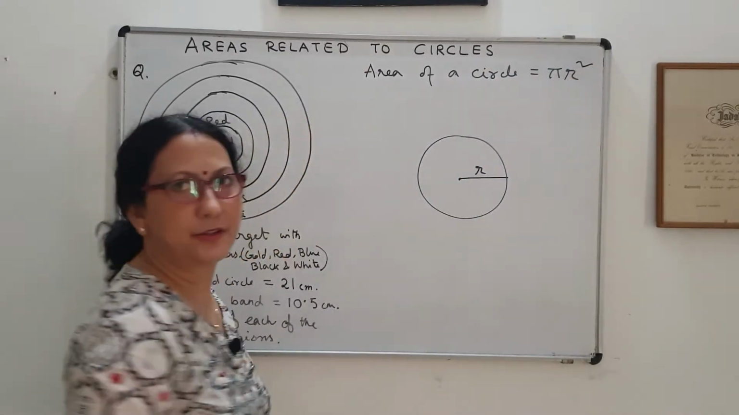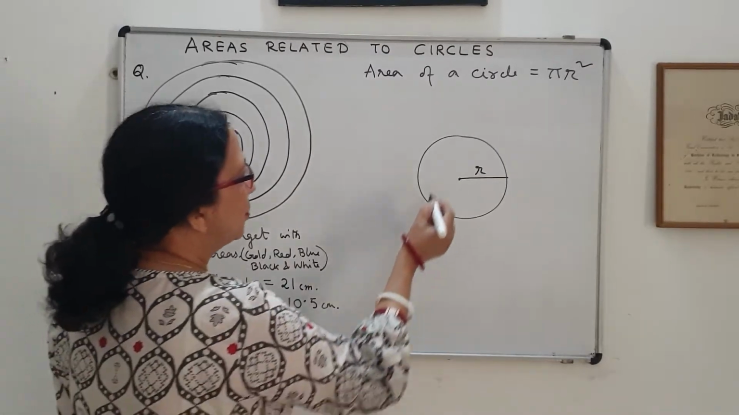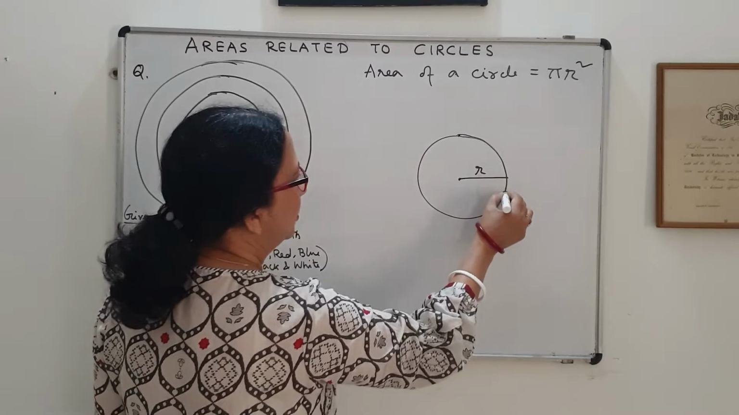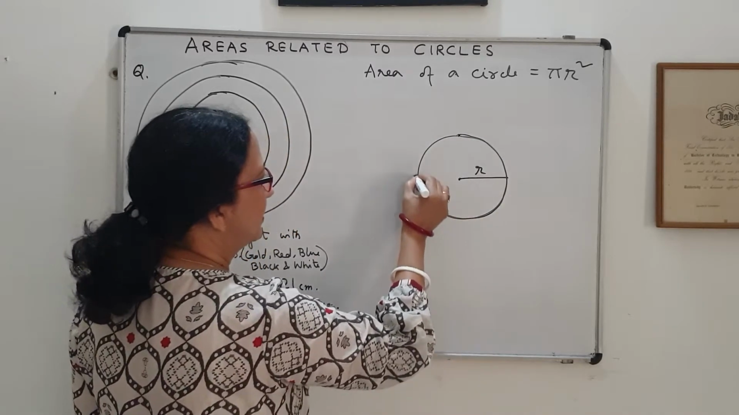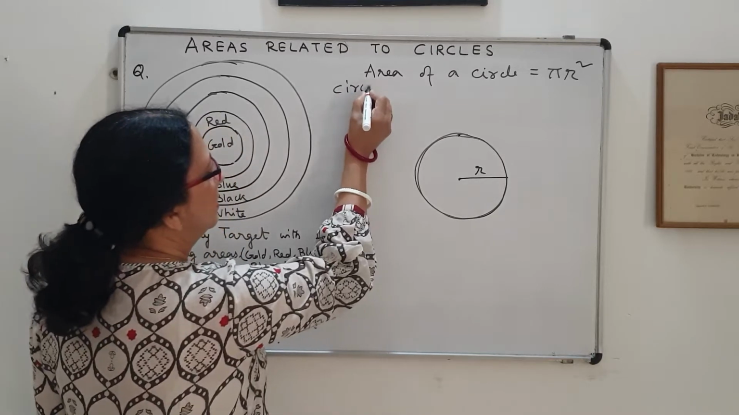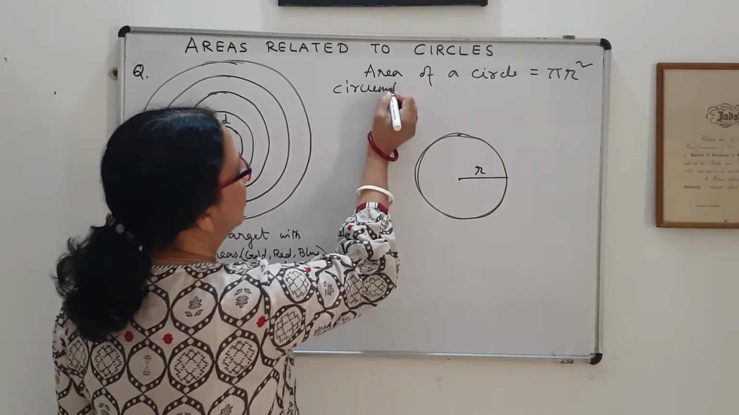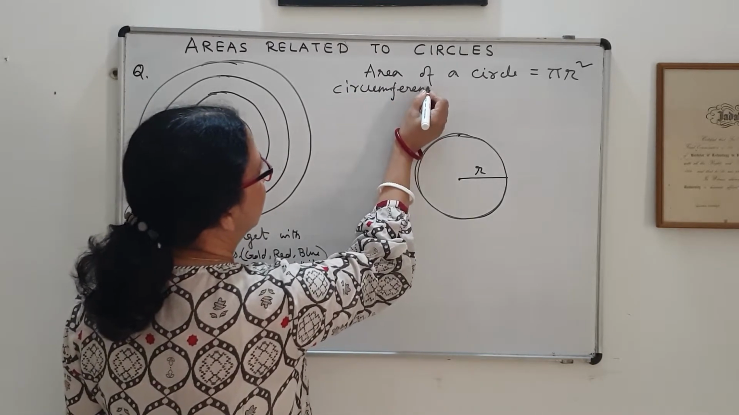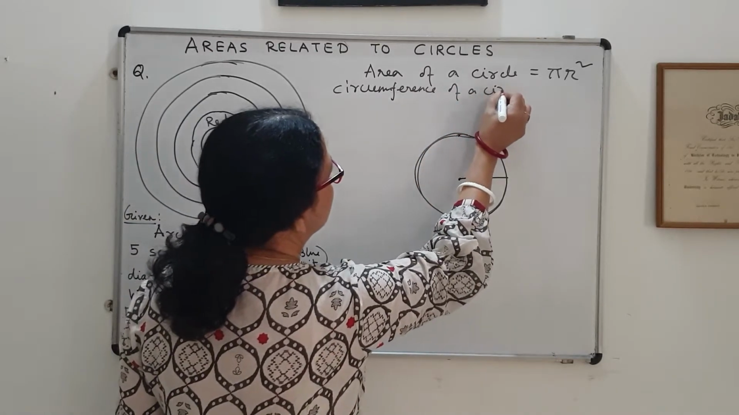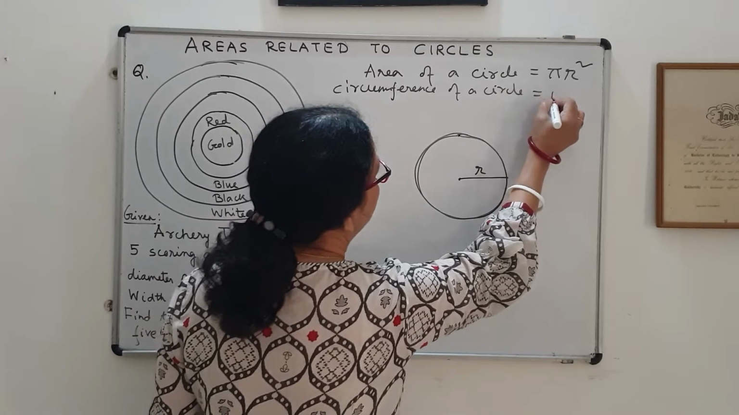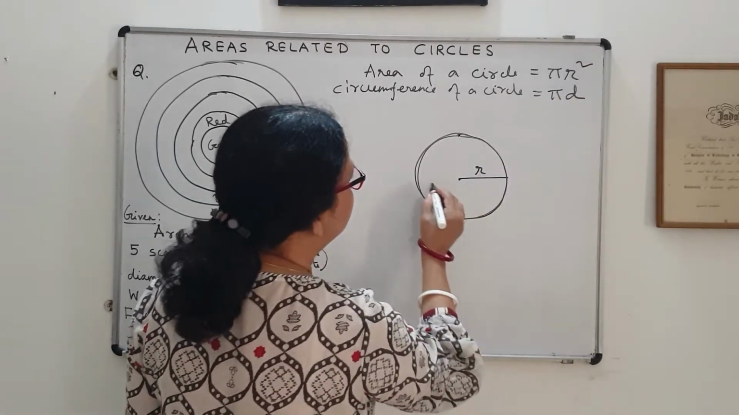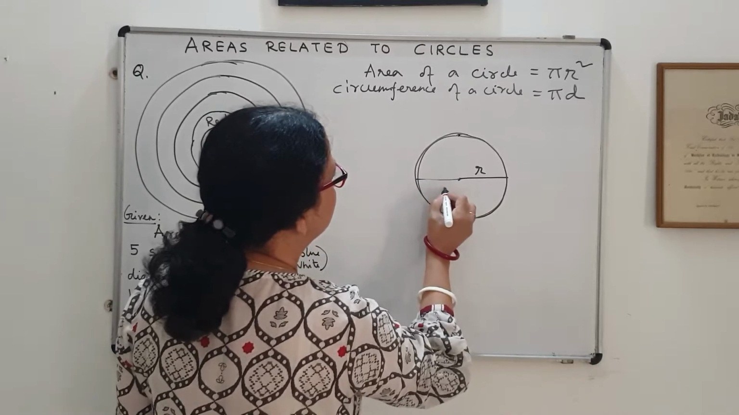this you know, pi r square, and also the perimeter of the circle, which is known as the circumference, that is this length. Circumference or perimeter of a circle, which is known as the circumference of a circle, that is also you know pi into d, where d is the diameter, this is your d.